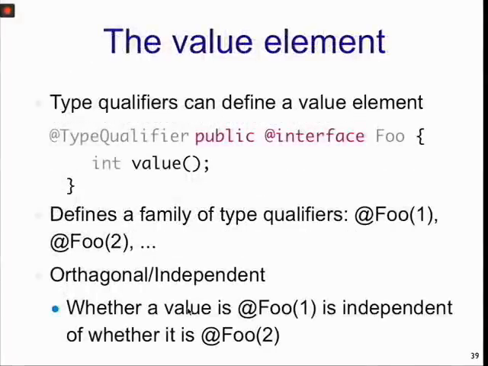Okay. So one other thing I haven't shown you yet is that when you define a type qualifier, you can define a value element. So if I've defined, here's the foo qualifier, which has a value attribute, this just allows you to define an entire family of type qualifiers: foo1, foo2, foo3. And unless you do anything else, these are all orthogonal or independent. Whether something is a foo1 is independent of whether it's a foo2. And this doesn't look quite compelling yet. I'll come back to what makes it more compelling.